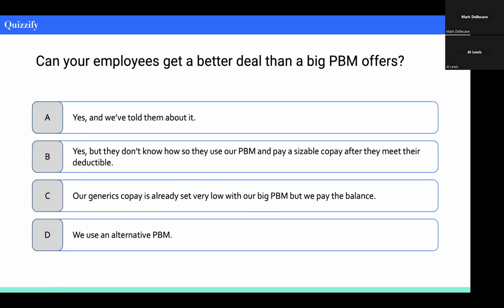So the question is, can your employees get a better deal than a big PBM offers? Yes, and we've told them about it. Yes, but they don't know about it, so they use our PBM and pay a sizable copay after they meet their deductible, which is what I used to do. Our generics copay is already very low with our big PBM, and obviously we're paying the balance, or we already use an alternative PBM. So anything come in here while we're waiting?